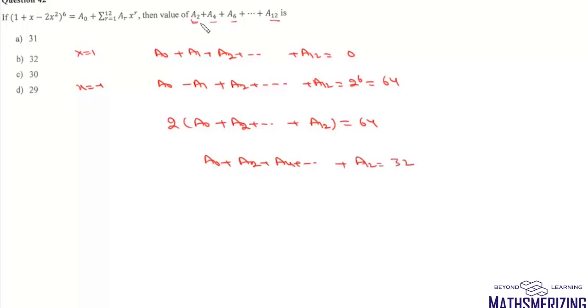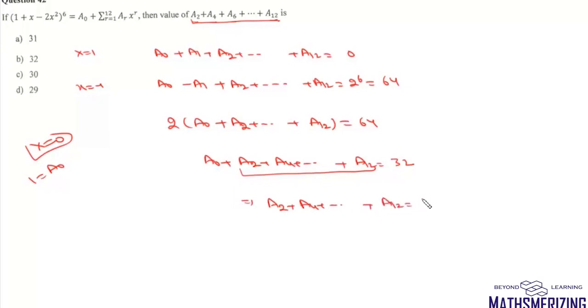Now we need to find the sum of this series which starts from a2. So we need to find the value of a0. And how do we find a0? If we'll simply put x as 0, then we'll get 1 equals a0. So the value of a0 is 1. So that means the value of this series, which is a2 plus a4 up to a12, will be 32 minus 1, and that is 31. And that's your option number A.